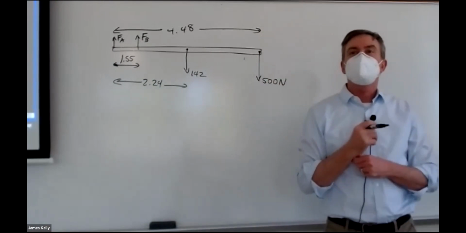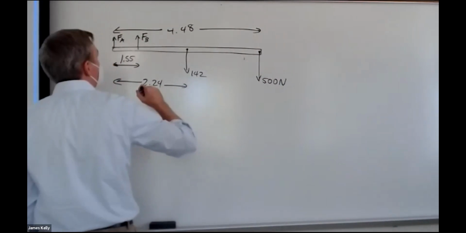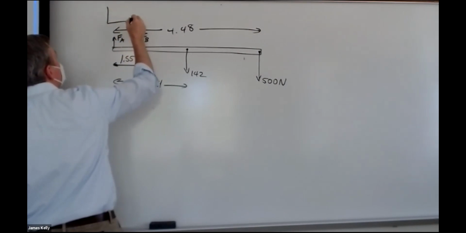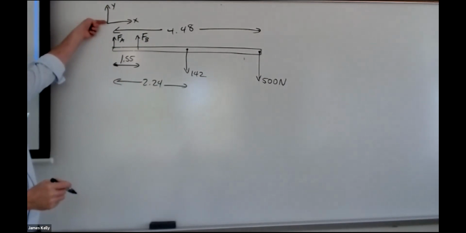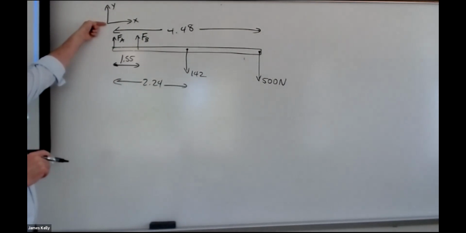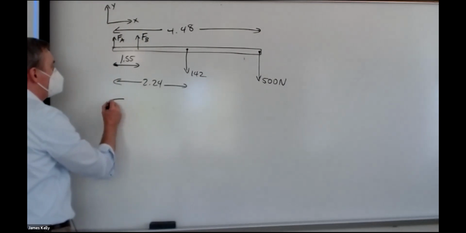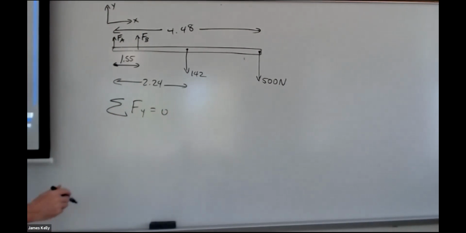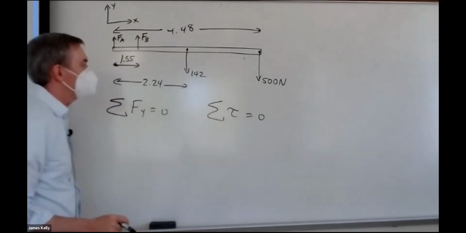Nothing's accelerating, nothing's rotating, and so the sum of the force x components has to be 0. I haven't put any axes on here yet, so let me put x and y axes. Now, it is true that the sum of the force x components equals 0. There's nothing going on in the x direction, so that's just going to be 0 equals 0. I don't need to write that down. But the sum of the force y components has to be equal to 0. You can write that down. And it's also got to be true that the sum of the torques has to be equal to 0.